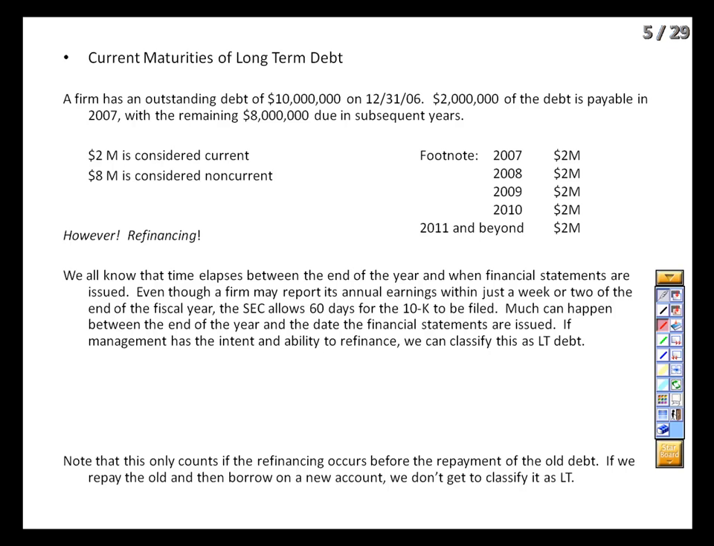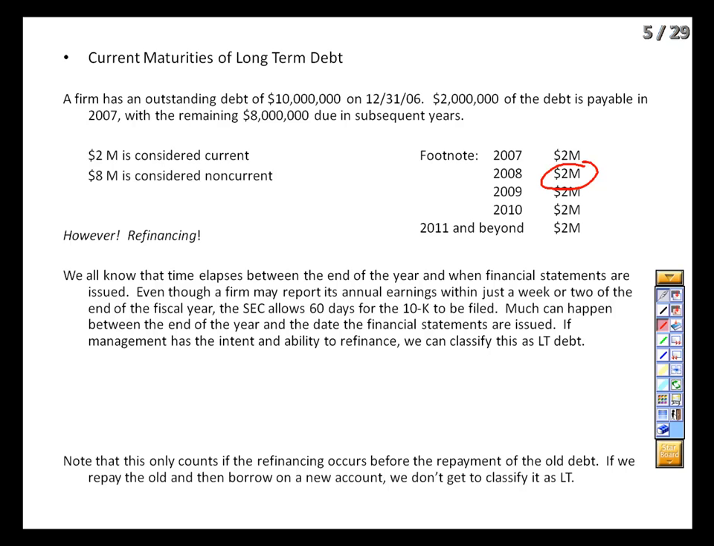So our footnote will say that we're going to pay $2 million this year, $2 million in 08, $2 million in 09, $2 million in 10, and $2 million in 11 and beyond. This can be very helpful because let's say that the payment is due on January 1st. If that's the case, and today is December 31st, 2006, this is technically non-current. But what's the difference between 365 days and 366 days? The technical answer is 1 day, but the intuitive answer is not a whole lot. This disclosure gives the users a better idea of what payments are coming down the pike.